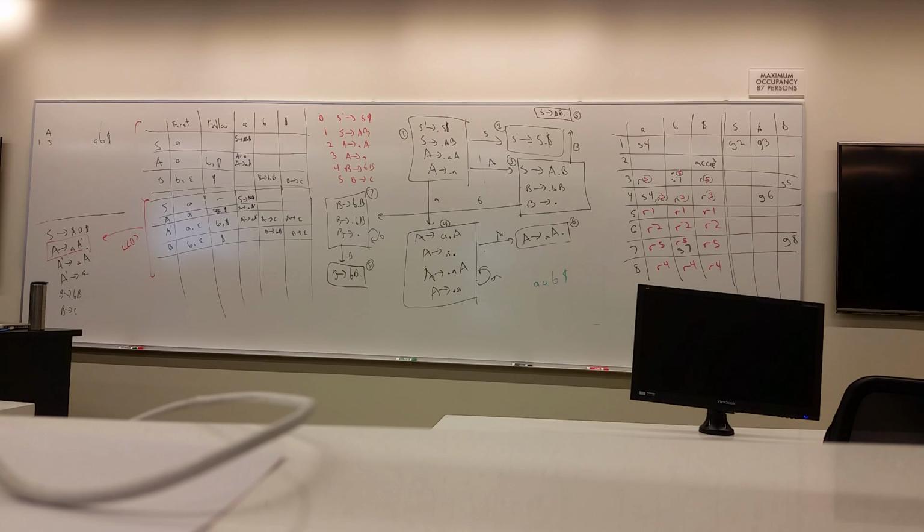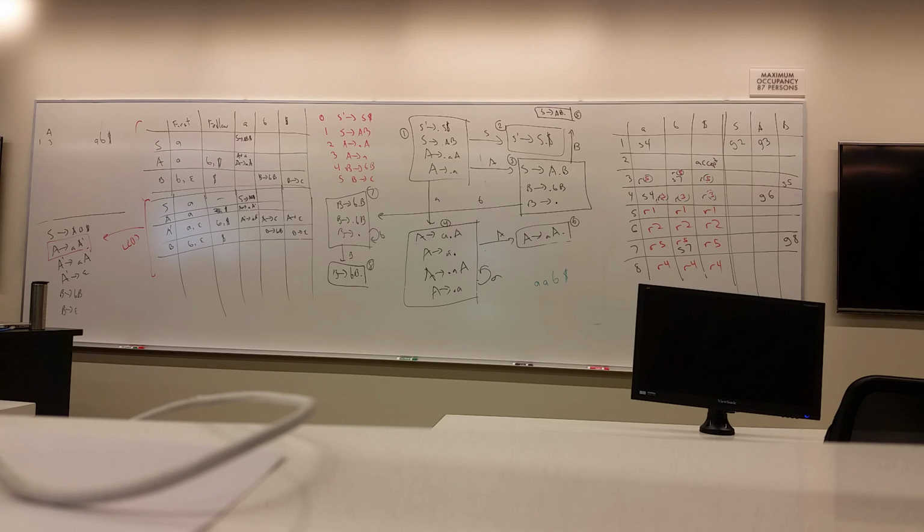Now I have a problem. State 3, well, I'm not allowed to see a. Actually, I suppose at state 3, I could immediately reduce by B goes to epsilon, right? So I could pop off nothing, push on a B, but then I'd have a problem. State 7, I'm not allowed to see an a. Make sense?